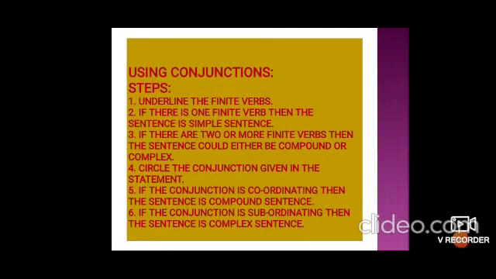Now, using conjunctions only, I have taught here. The first thing I have to do is underline the finite verbs. If there is one finite verb, then the sentence is simple. If there are two or more finite verbs, then the sentence could either be compound or complex. Now circle the conjunction given in the statement. If the conjunction is coordinating, then the sentence is compound. If the conjunction is subordinating, then the sentence is complex.